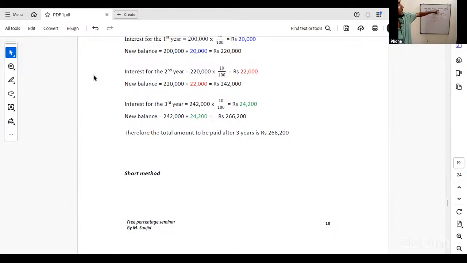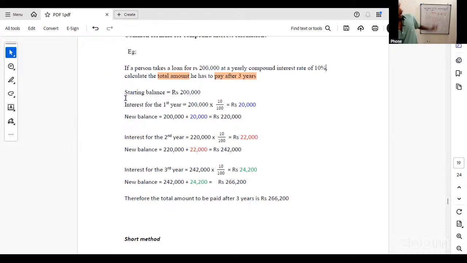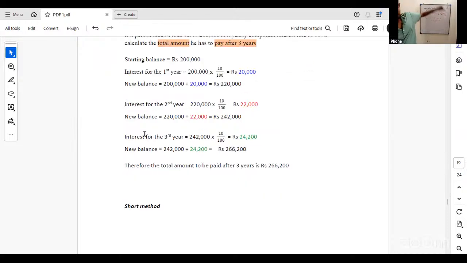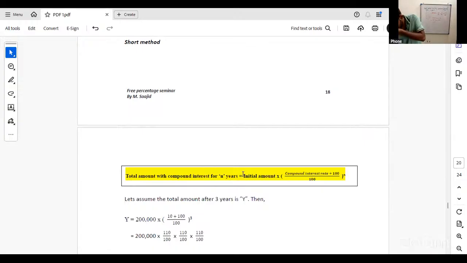First, you take the initial amount and multiply it with the compound interest rate plus 100 over 100, to the power of the number of years. And then you can simplify this one. You got the answer, and this is the total amount to pay after 3 years. This is the short method. Without doing all these steps, you can get the answer at once by having this formula: the initial amount times compound interest rate plus 100 over 100, to the power of n number of years. I hope it's understood.